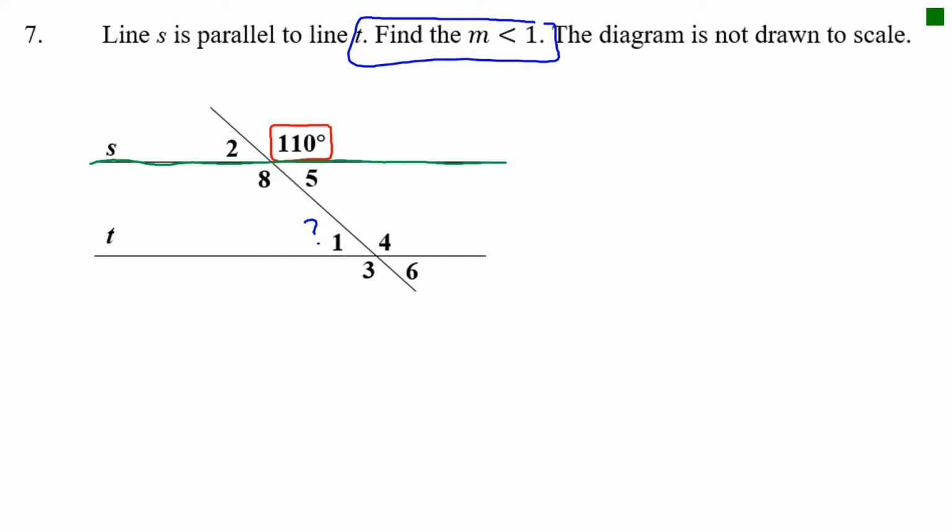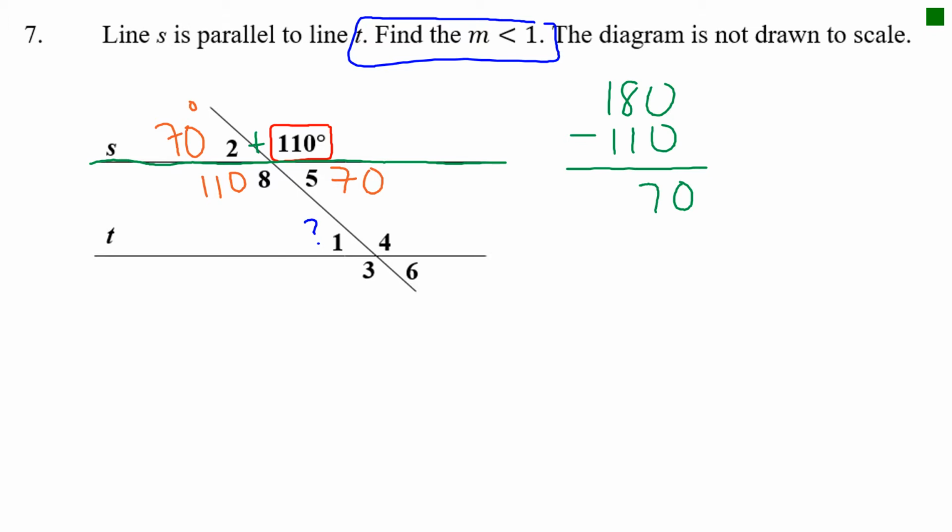So angle 2 plus 110 should give you 180 degrees. In order to find angle 2, the one right next to it, I just have to do 180 minus 110, which is going to give me 70. So I know that angle 2 must be 70 degrees. Now keep in mind, any two angles that are next to each other, any two consecutive angles, should add up to 180 degrees. So if angle 2 is 70, 8 must be 110, which means 5 must be 70.